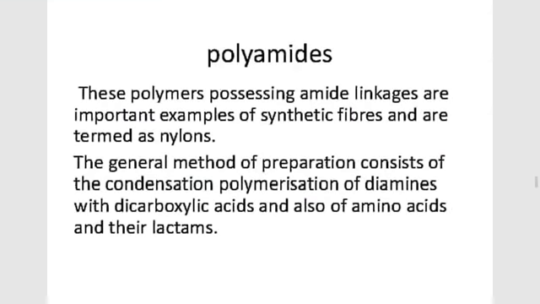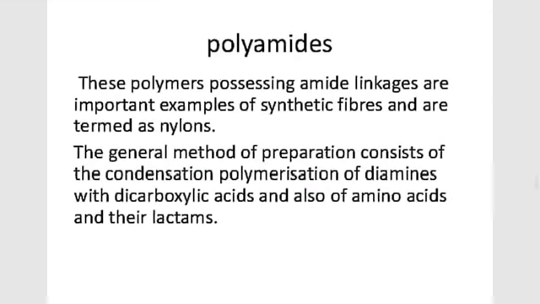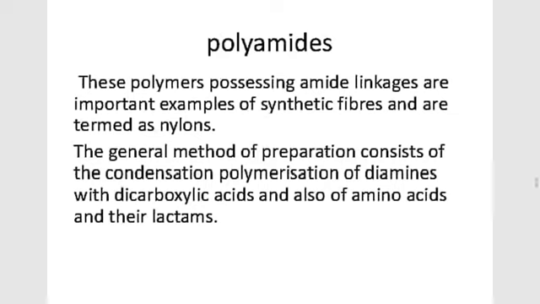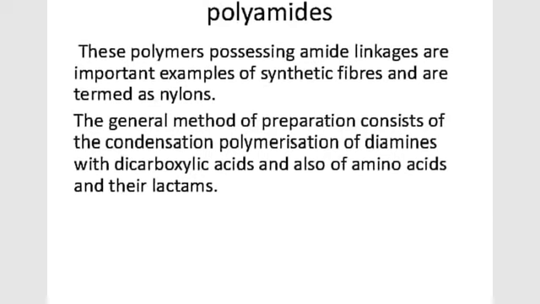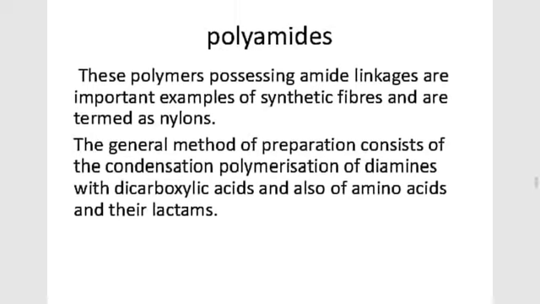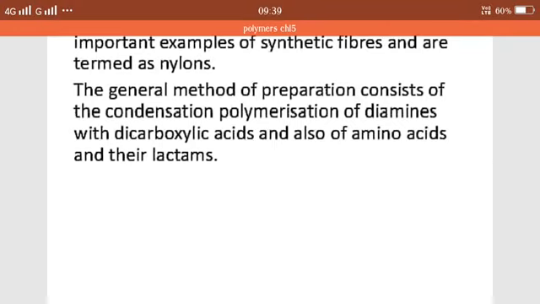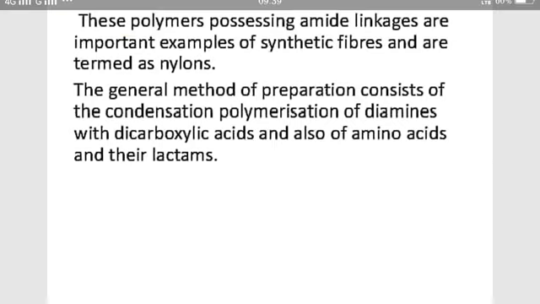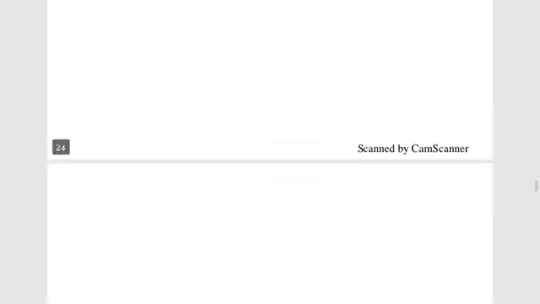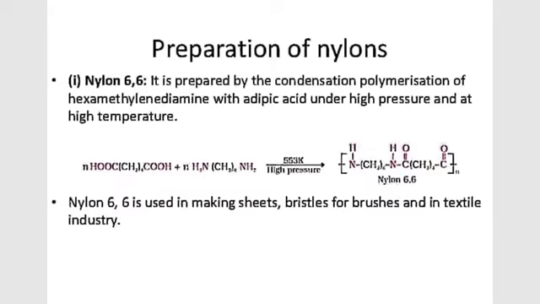Condensation has happened. Now polyamides are an example of it. These polymers possess amide linkage and are important examples of synthetic fiber and are termed as nylon. So nylon comes under polyamide and these are a kind of condensation polymer. These are formed by the condensation of diamine with dicarboxylic acid and also of amino acid and their lactam, that is cyclic amide. Preparation of nylon.